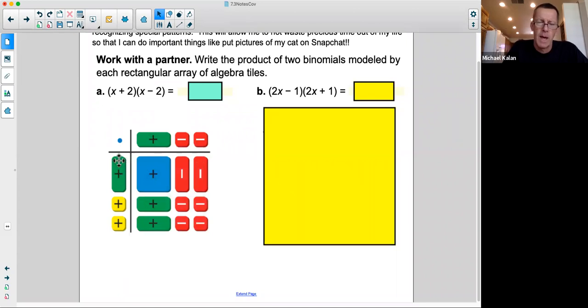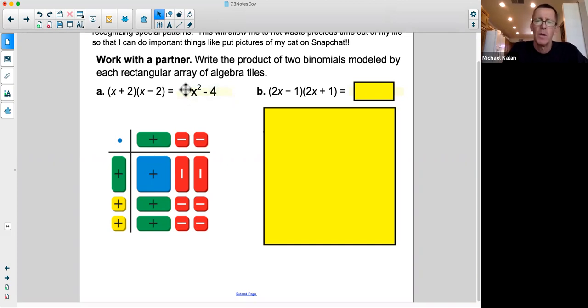So positive x times positive x is positive x squared. 2 times x is 2x. x times negative 2 is negative 2x. And 2 times negative 2 is negative 4. Okay. What can we combine together? Where are our like terms here in our algebra tiles? Yeah, right here. Positive 2x, negative 2x. What happens to those? Adios, they disappear. So what are we left with? Just the x squared minus 4.